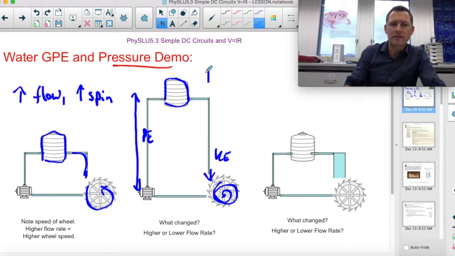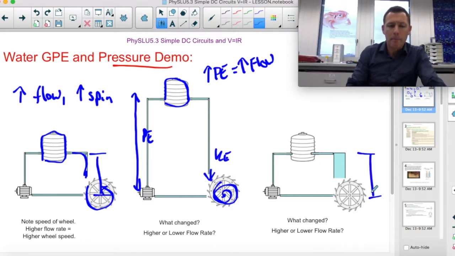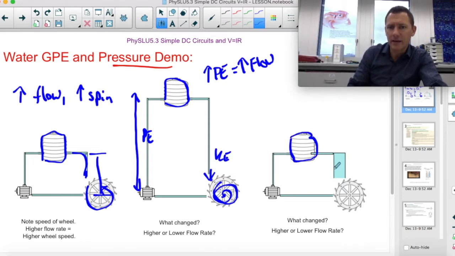So this is our potential energy changed here, our height, our gravitational potential energy. Therefore, our kinetic energy changed, so this will give us a higher flow than this one. This part C has the same potential energy here. But what's happening is we're letting the water out of the tank in a bigger chute, right? So the water's coming out, and it doesn't have to go through this little tiny nozzle. It all comes out in one big gulp.